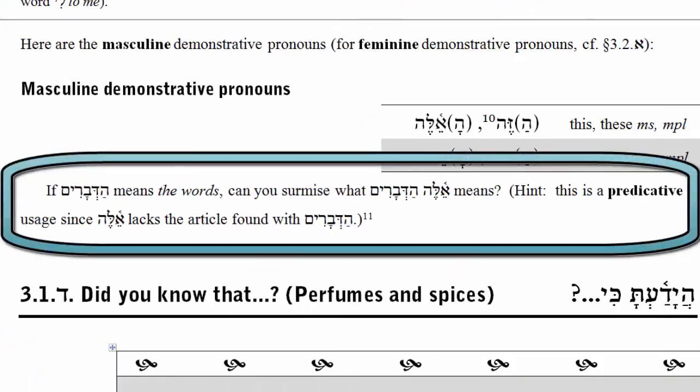Here's a little biblical puzzle for you. If the word Hadvarim means the words, can you surmise what Ele Hadvarim would mean? Ele Hadvarim.